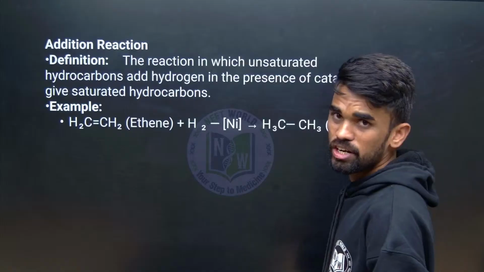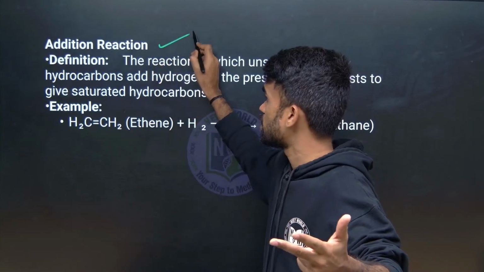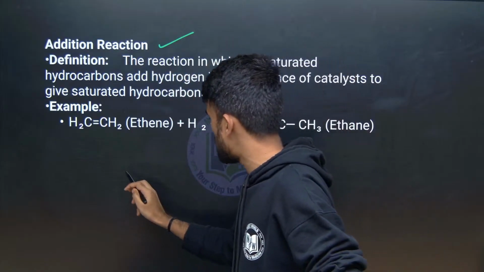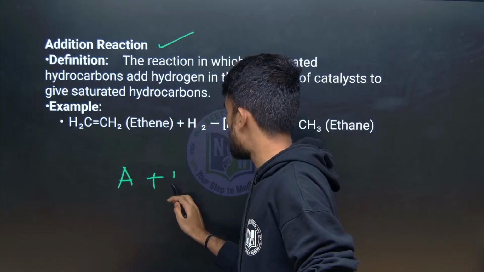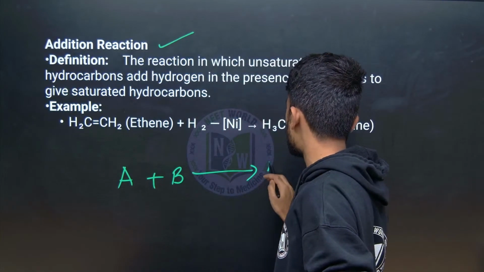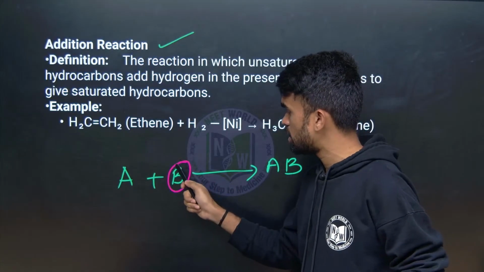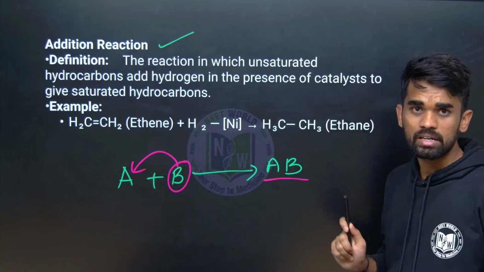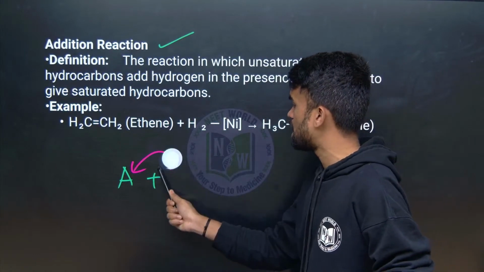Next, addition reactions. First one was combustion, next oxidation, next addition reaction. So simply you can just remember, see, we have a compound A, substrate A, to that we are adding something like B and forming a final product AB. Okay, so we just added B to this A, therefore we got AB. This is a general way of understanding. Now I will give you a real example here.